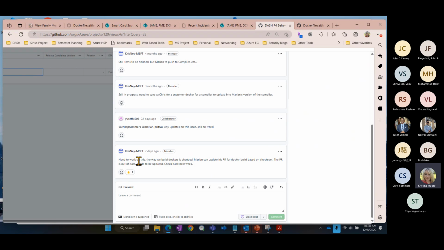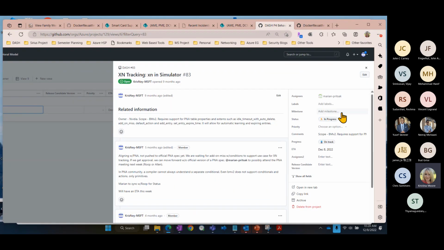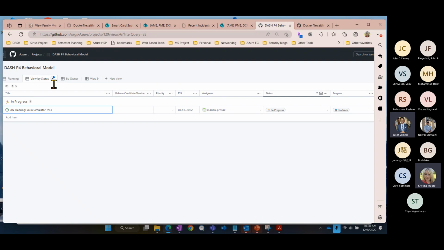The last update I had is that the way we build Dockers has changed. Marian has to update his PR, so we have to check back with him. He's not here today, so that's that one. Then there are about 2 others that don't include Marian here.